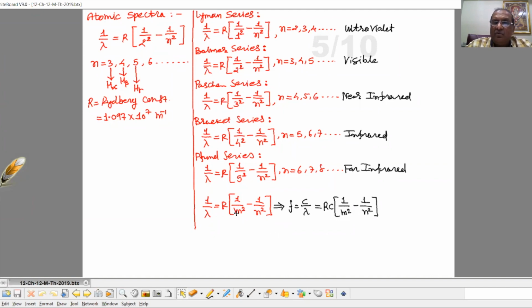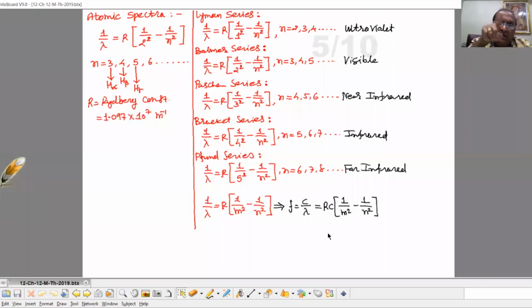If you take m equal to 2, then n will be 3, 4, 5, you will get Balmer series. Then after, if you take m equal to 3, then n will be greater than m always. So 4, 5, 6 onwards, we will get Paschen series. So in this way, we can prepare a common equation to calculate the wavelength of any spectral line of any spectral series. Clear to all of you?